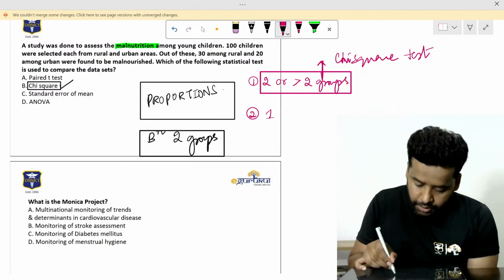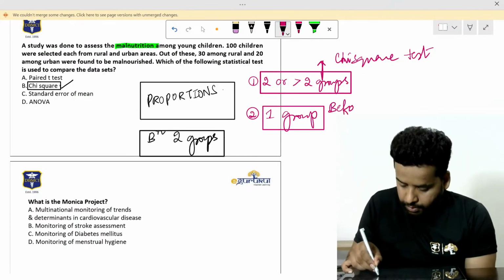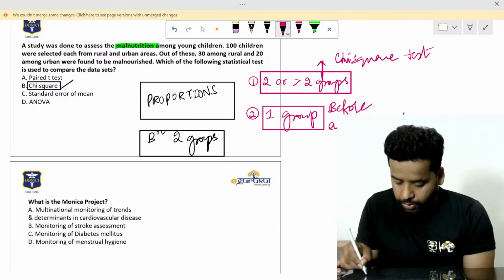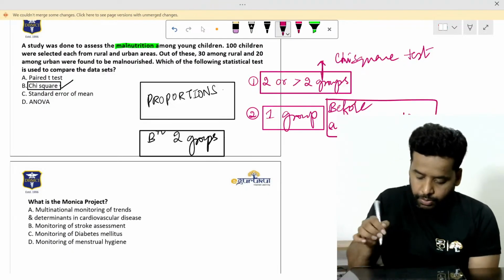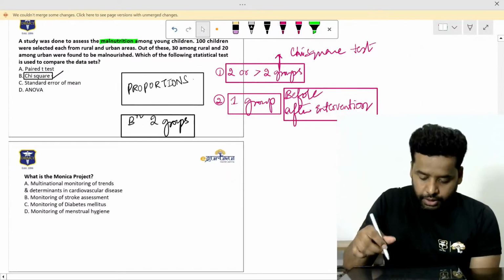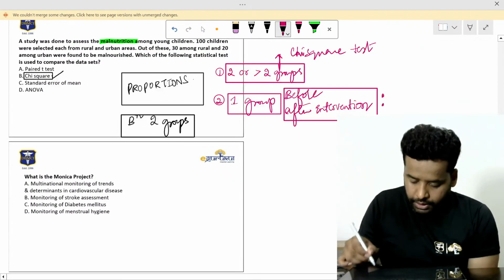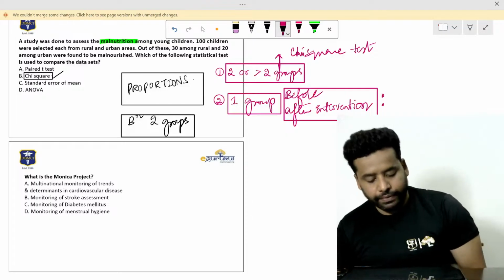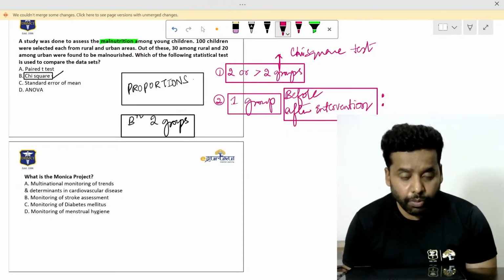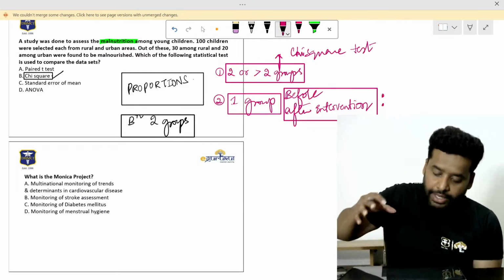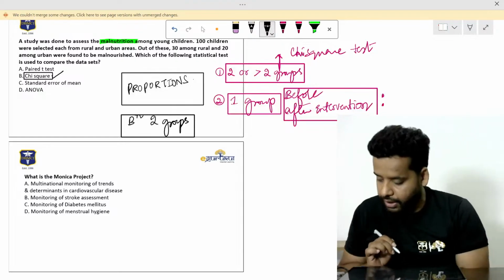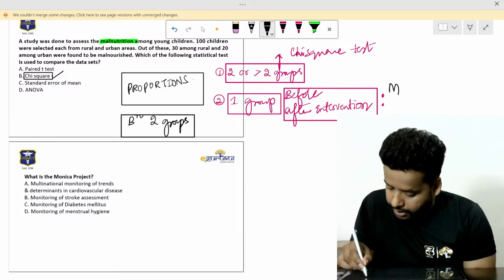If I am telling proportions for one group, before and after intervention, what is your answer? Proportions, if you compare one group before and after intervention: before it was 80%, after intervention it is 20%. Like if the proportion of obesity was 80% in a group, after lifestyle modification the proportion of obesity is just 10%. Before it was 80%, afterwards it became 10%, you put an intervention in between. What is the answer? Proportions I am asking. Yes, good. McNemar test.